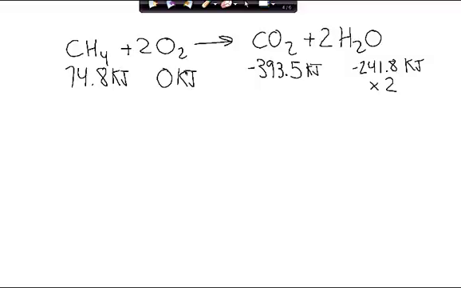So now, guys, how do we find the energy of the overall process? We add it together. So we go 74.8. We subtract from that 393.5. And we subtract from that 2 times 241.8. And I get negative 802.